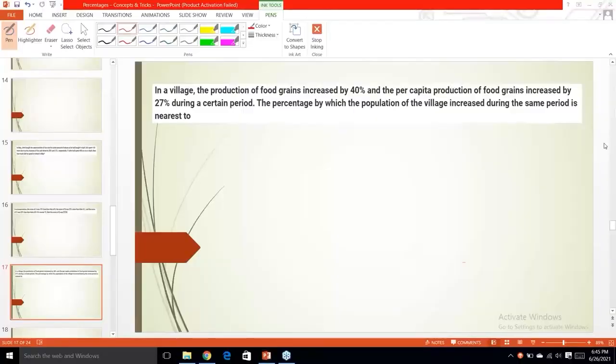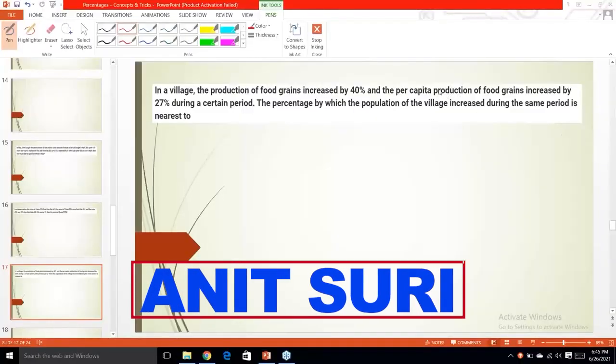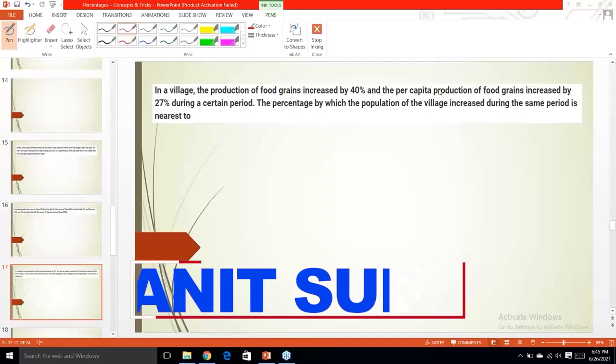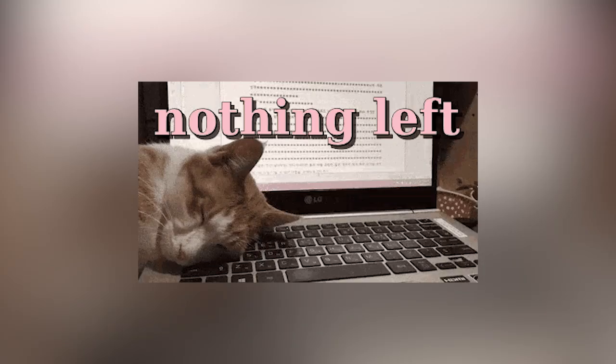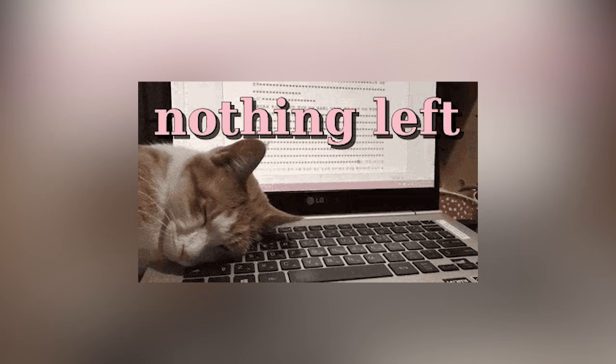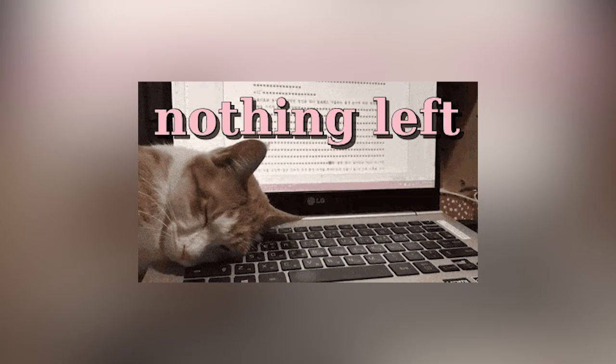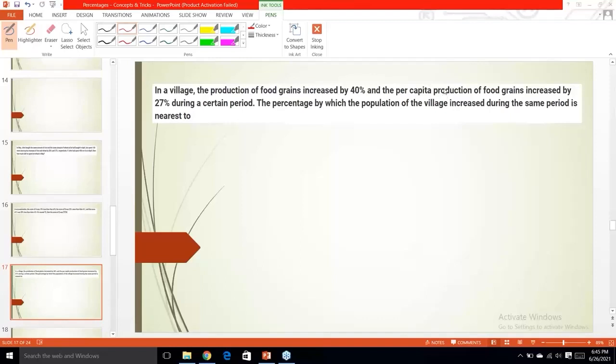If you read the question, there is nothing mentioned. So you have to assume that with the 40% increased production also, the village is self-sufficient, right? There is nothing left, or there's no shortage as such. So you'll have to assume that, because the question does not mention anything on that.